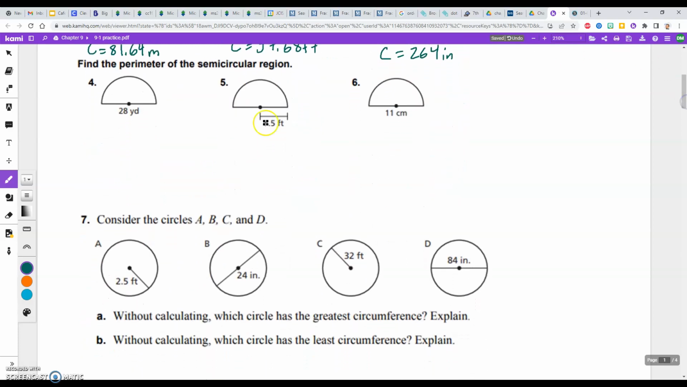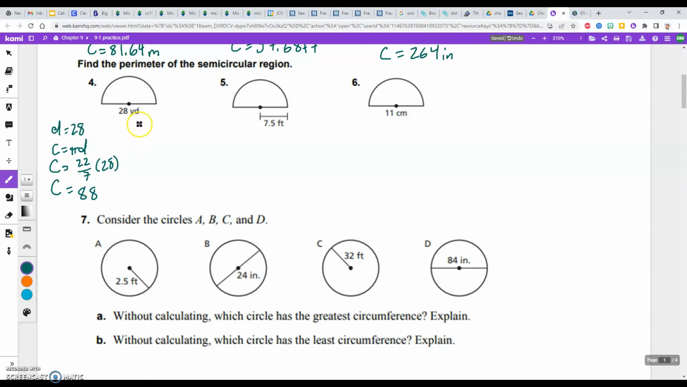Find the perimeter of the semicircular region. So we have a diameter. It's 28. We need the circumference, which is pi times the diameter in this case. So it's 3.14 times 28. And then that gives us... 28 is a nice one. So we're going to go 22 over 7, because 22 over 7 times 28 is 88.